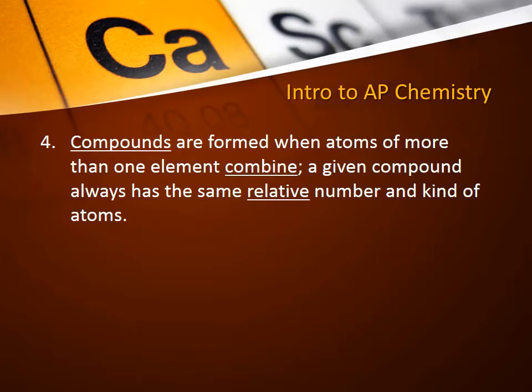Fourth, he finally defines compounds, and he says that compounds are formed when atoms of more than one element combine. And then he actually goes farther and says a given compound always will have the same relative number and kind of atoms. And he's right in this. Water is what is formed when hydrogen and oxygen combine, and water will always have two hydrogens and one oxygen. So he's definitely right on this, and actually many of our laws that we use regarding all these come from this postulate.